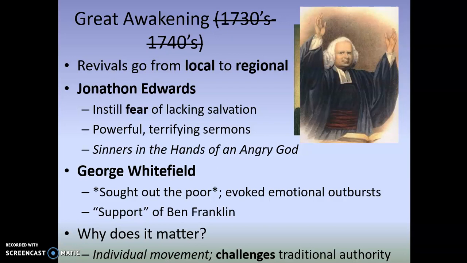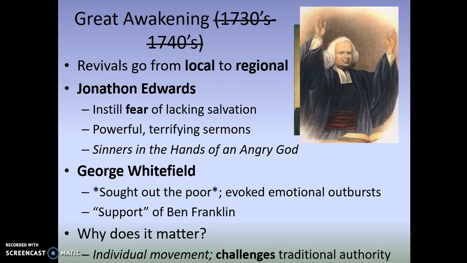So why does it matter? Why does this religious movement gain so much focus and attention? Well, this is about the individual. The individual experience of conversion. And American individualism is a very unique idea. This concept of the self.